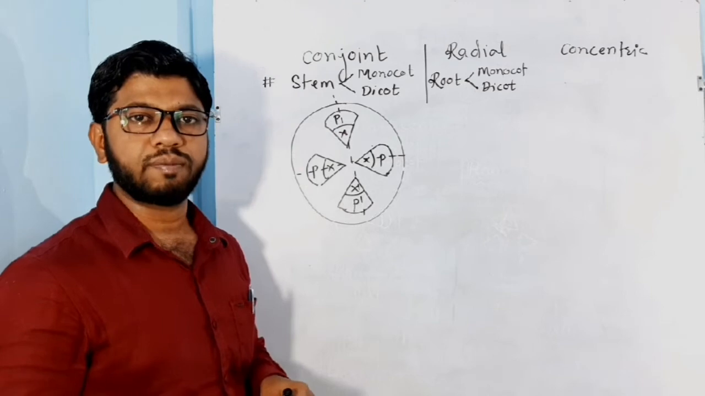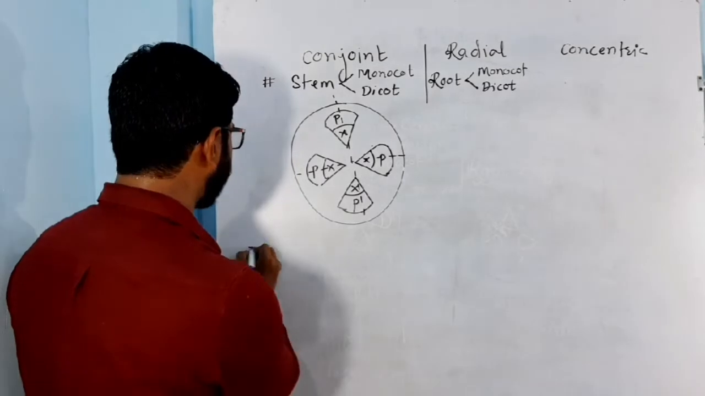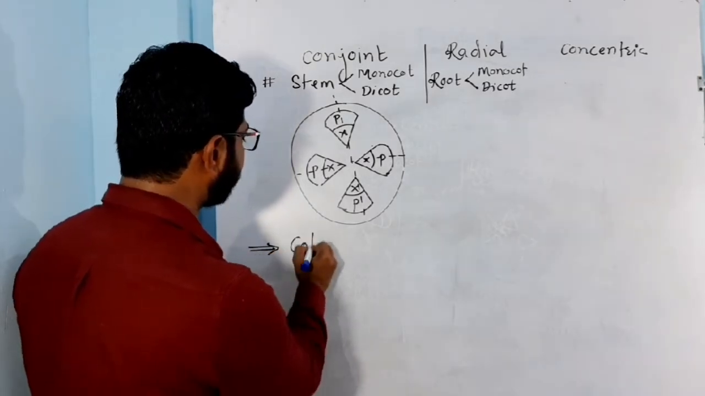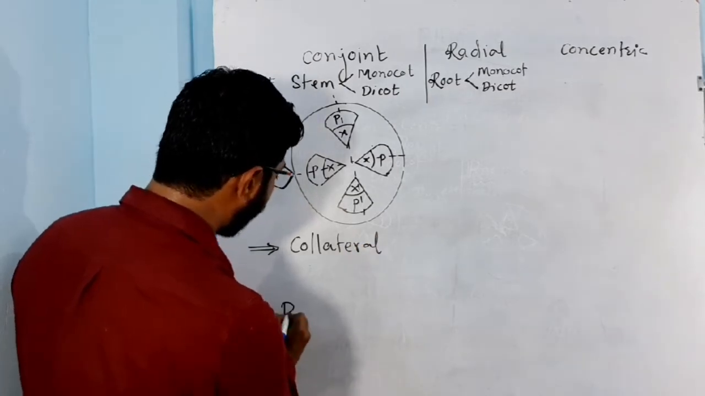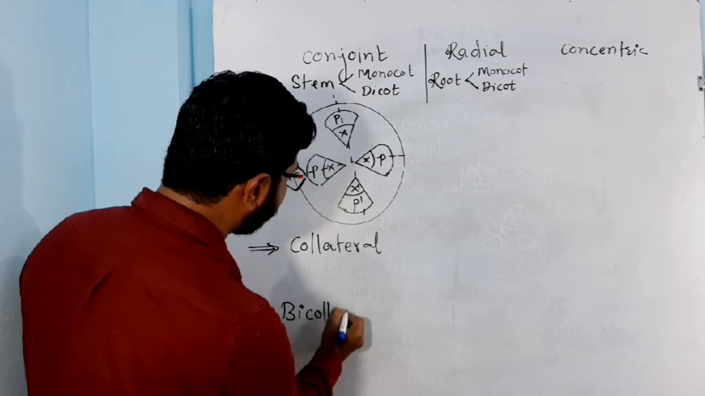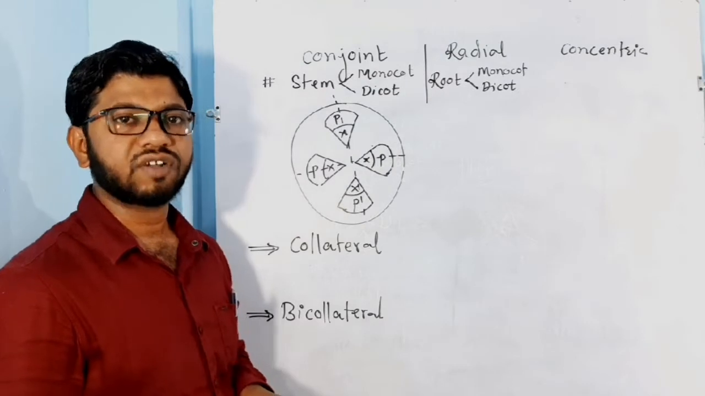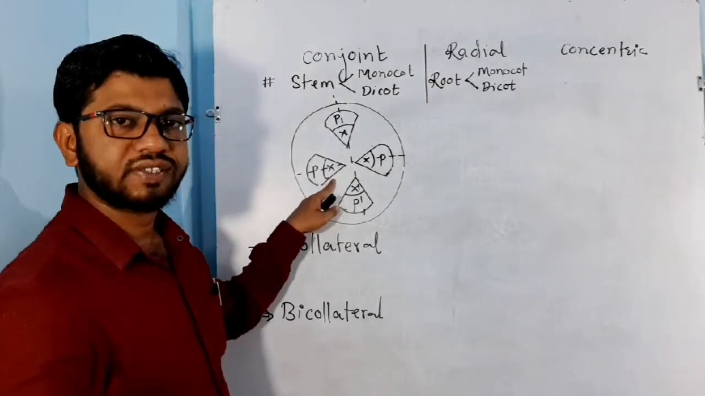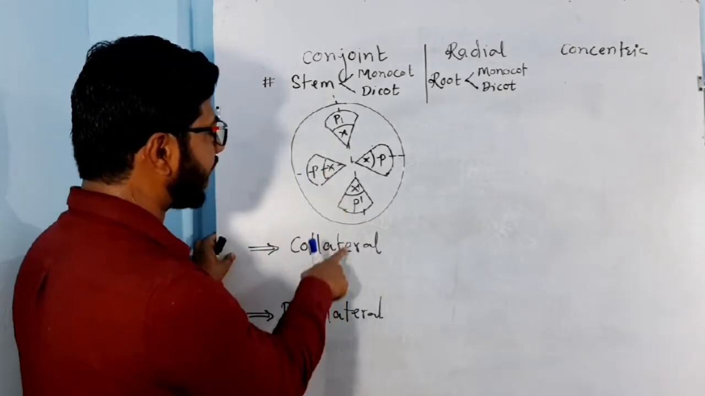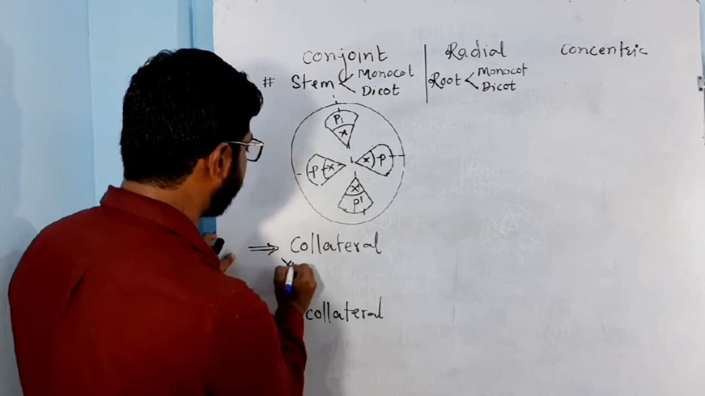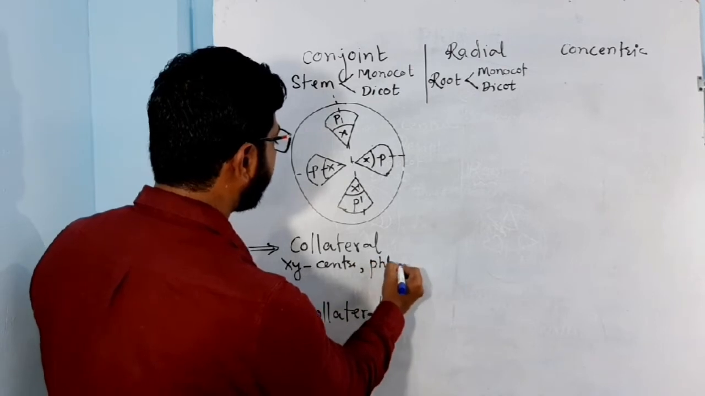Now conjoint vascular bundle is again divided or classified into two types. The first type is collateral and second type is bicollateral type of vascular bundle. In collateral vascular bundle, xylem is facing at the center and phloem at the periphery. Means this diagram directly belongs to collateral vascular bundle. Xylem center and phloem at the periphery.